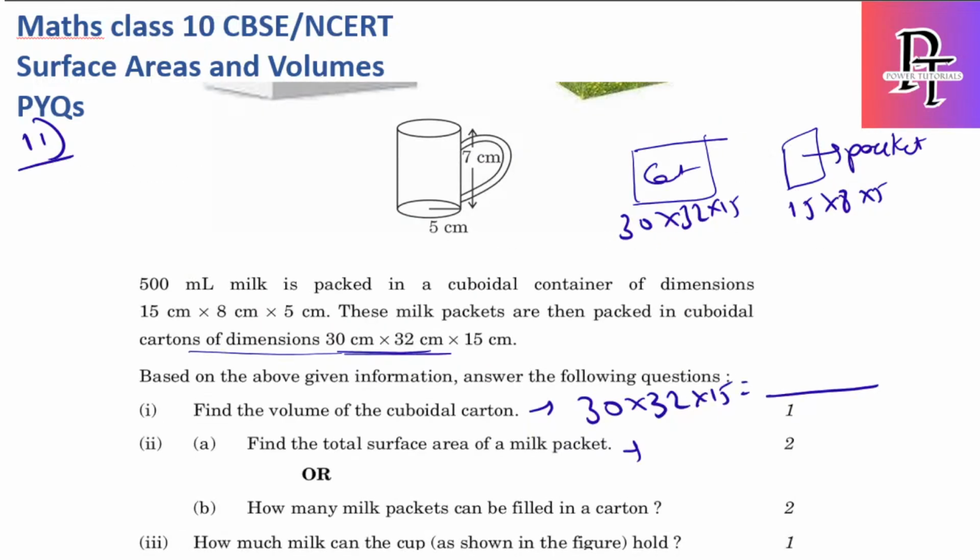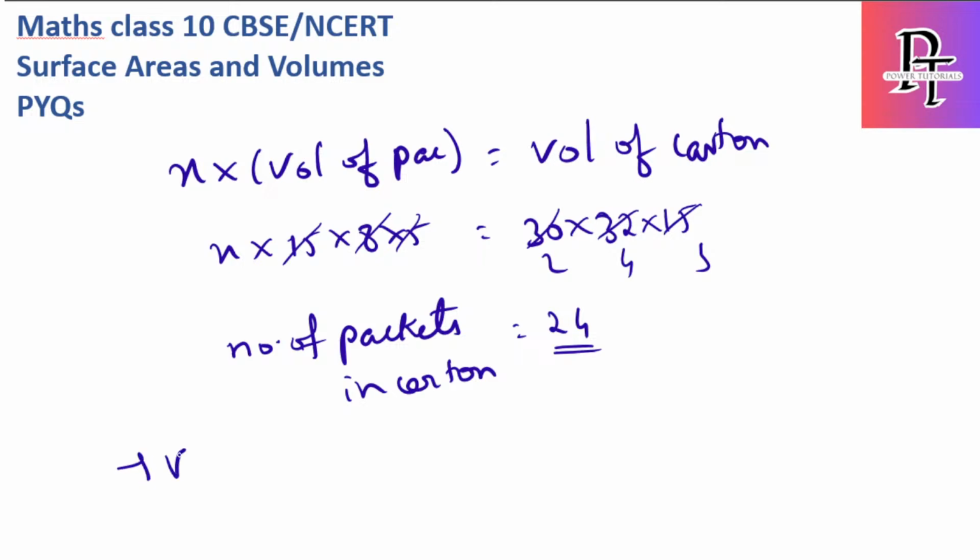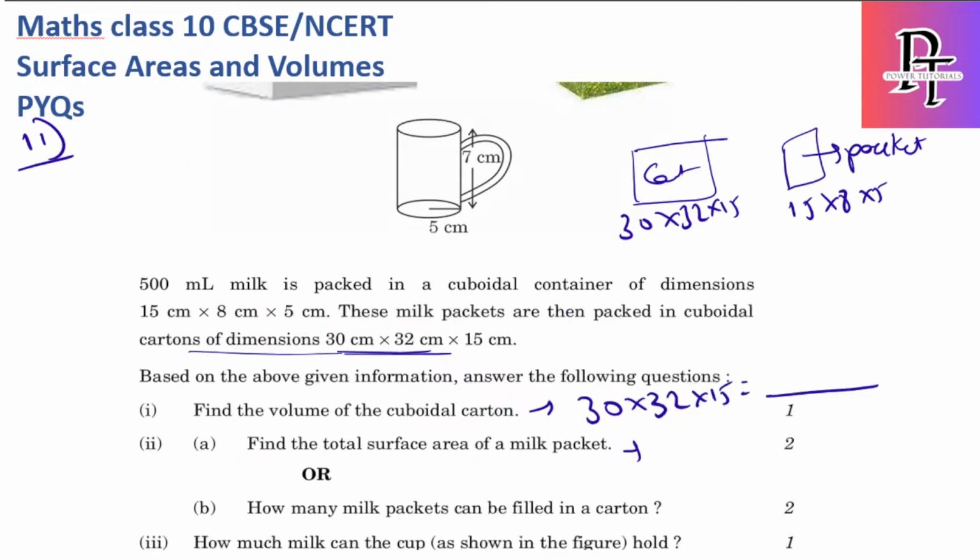To the last question: how much milk can the cup hold? Okay, what is the cup? It is a cylinder which has radius 5 and height 7. So simply, the volume of the cup is the volume of milk present. The volume of a cylinder is pi r square h. So it is 22 by 7 into r square. R is how much? 5.